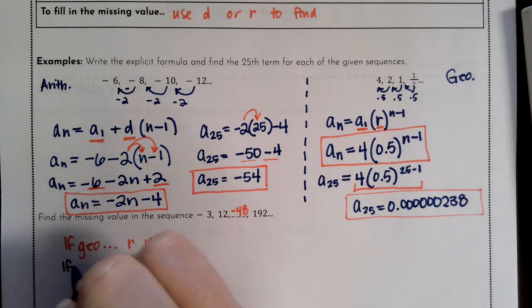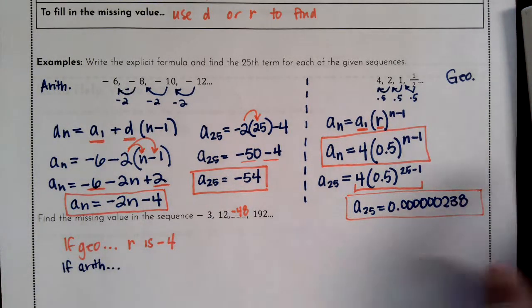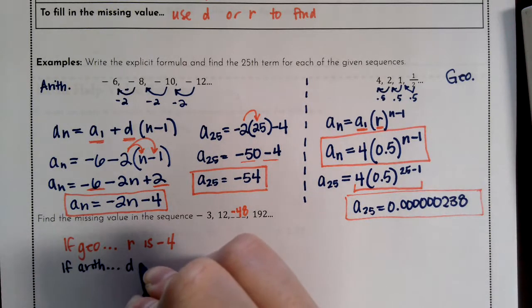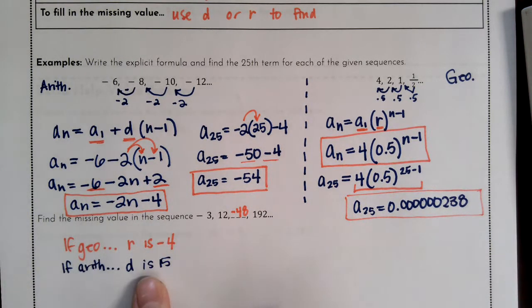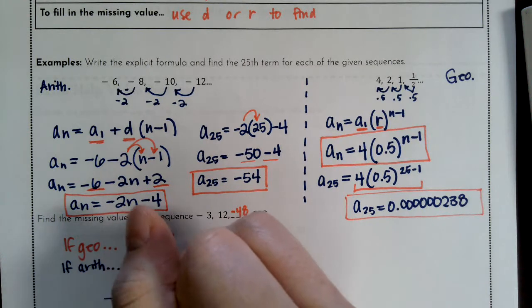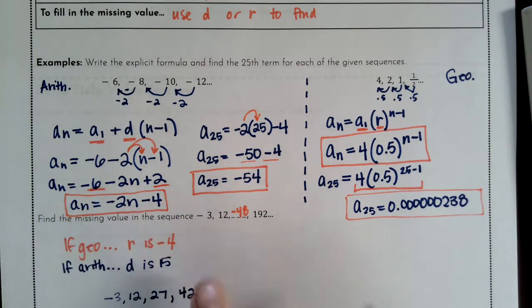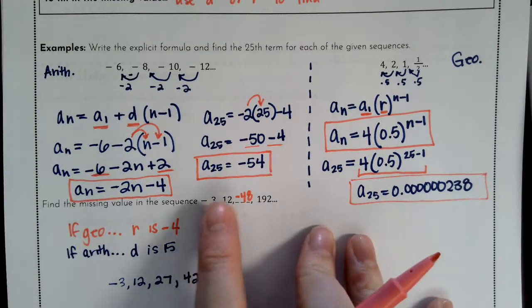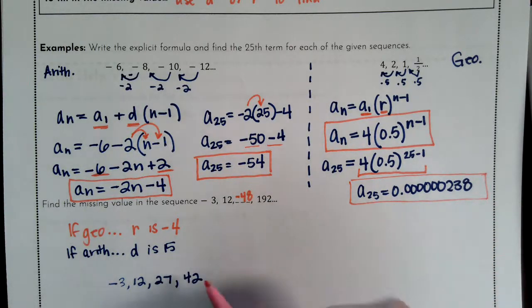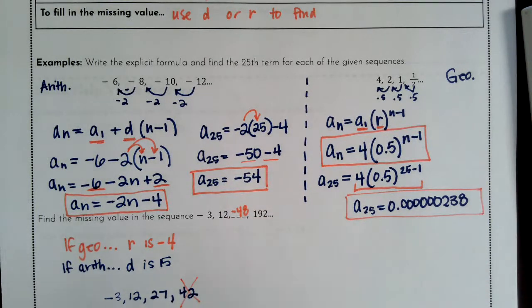However, if it was arithmetic, if I look here to here, 12 minus -3 is 15. If I were to go with that premise, I would have -3, 12, 12 plus 15 is 27, and then 27 plus 15 is 42, which is not 192. So you can see how you can make it all the way from here to here to here, but then if the last value doesn't work, it's not that one. So you have to make sure you double check if you're filling in missing values.